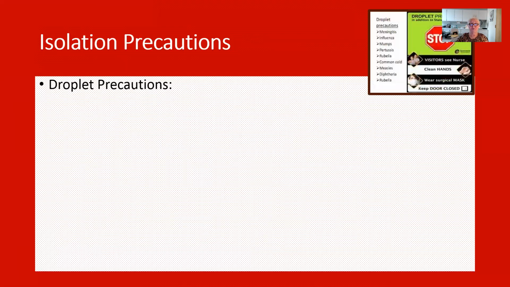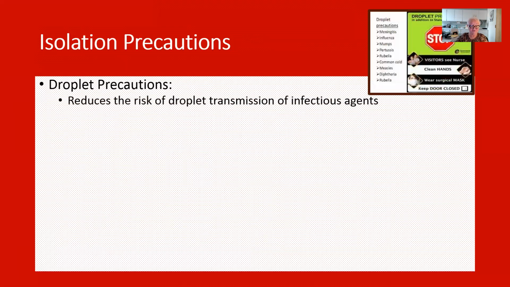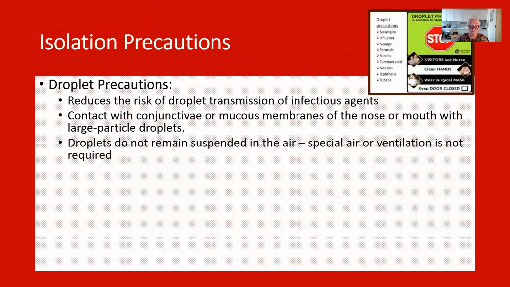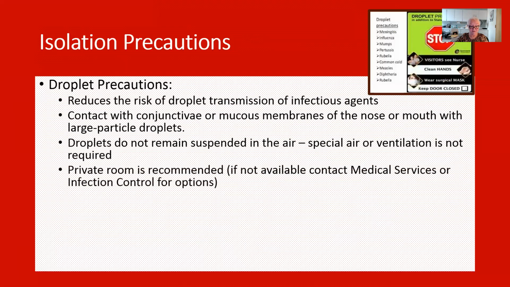And then we have droplet precautions. Droplet precautions reduce the risk of droplet transmission of infectious agents, through contact with conjunctivae or mucous membranes of the nose or mouth with large particle droplets. Droplets do not remain suspended in the air. Special air ventilation is not required. A private room is recommended. If not available, contact the medical services or infection control for options.